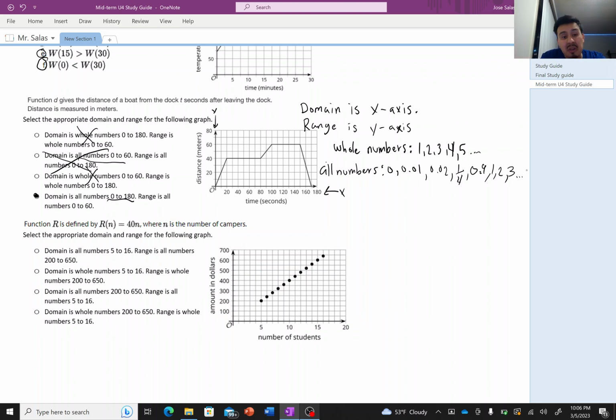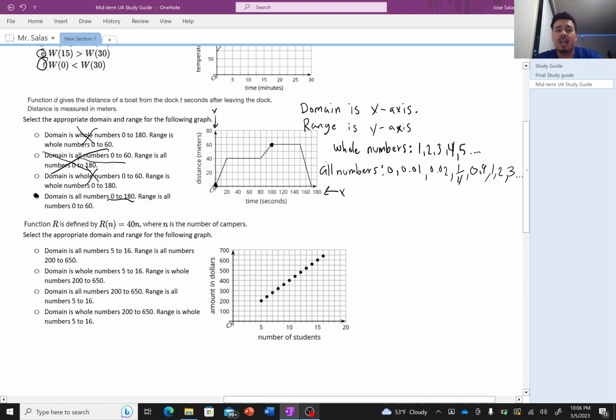However, let's just verify with the range. What about the range? Well, the range is in distance, in meters. So the range is all numbers 0 to 60. How do I know it's 0 to 60? Well, because my lowest point is at 0 and my highest point is at 60. So I know that my range is from 0 to 60.